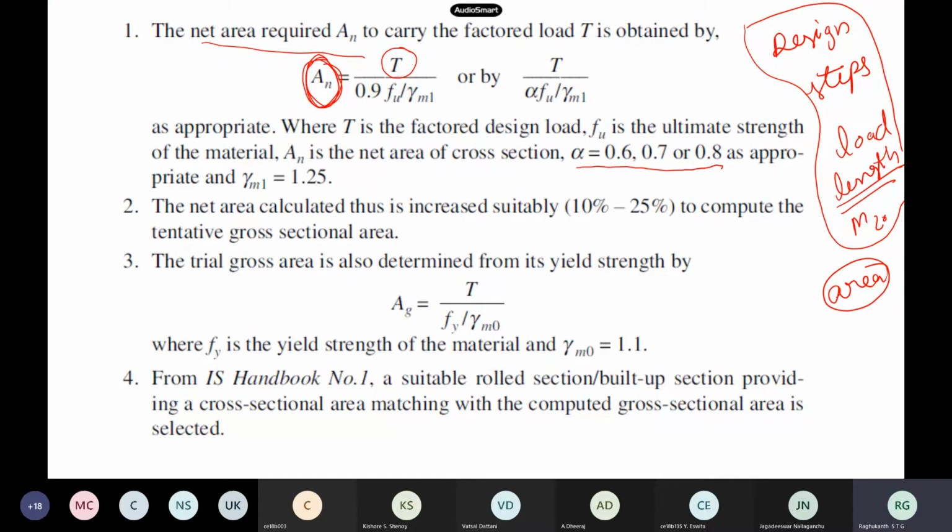0.6, 0.7, 0.8, like that. Alpha also will be used, this formula or this formula. So this you have to use for the angle sections, that is, one leg connected, other leg is not connected, kind of a thing. So you remember what is this alpha? Last class I told you what is this alpha.